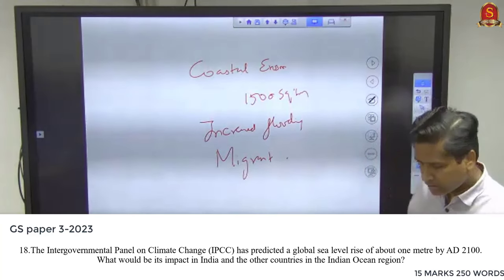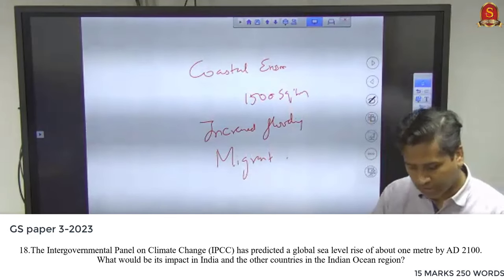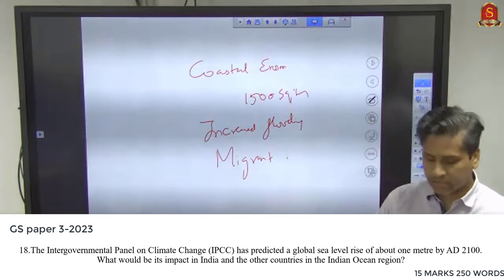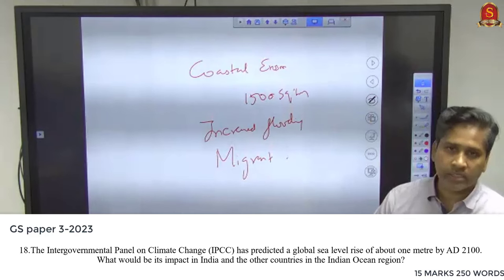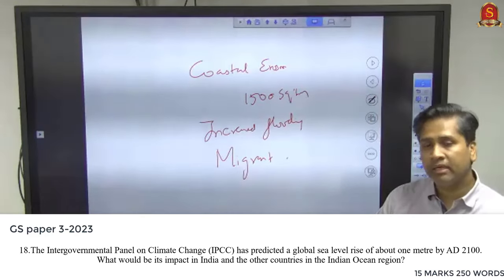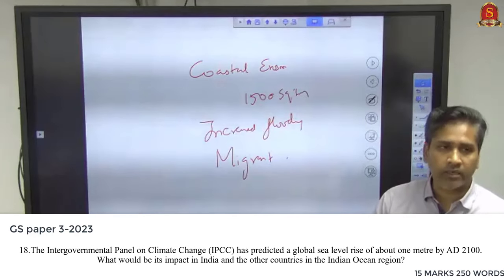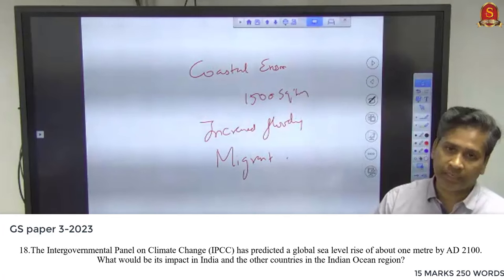Okay, the next one is the threat to infrastructure. Normally when sea level rise happens, you can see the airports, power plants, even some of the roads and buildings are going to have an impact. Even if the impact is very small, the maintenance cost will increase. That's another impact. And greatly, it will affect the tourism and shipping industry.